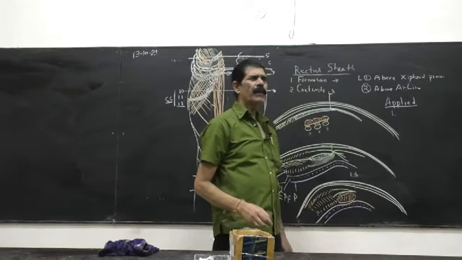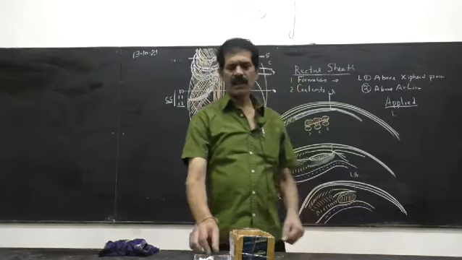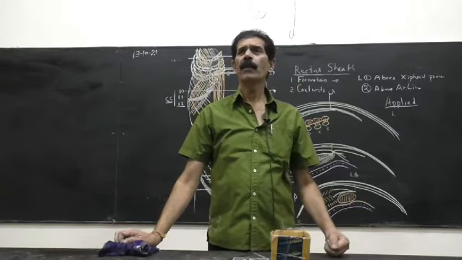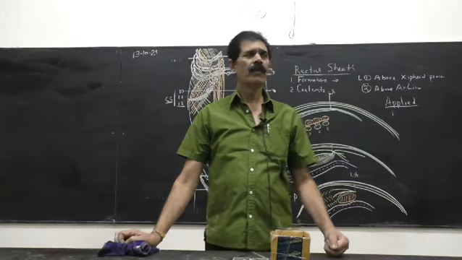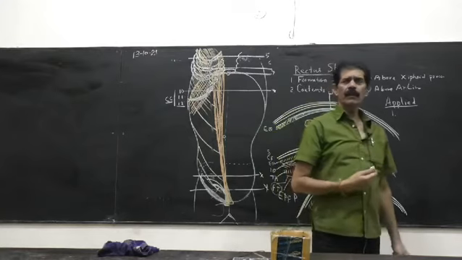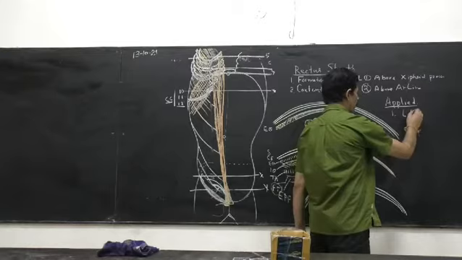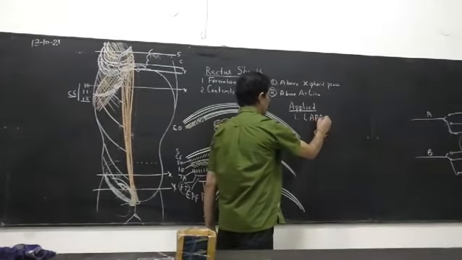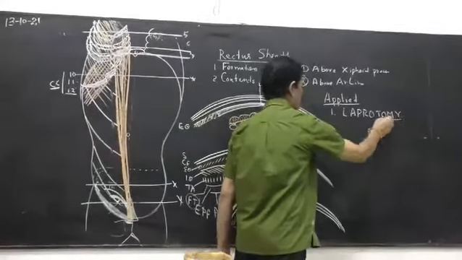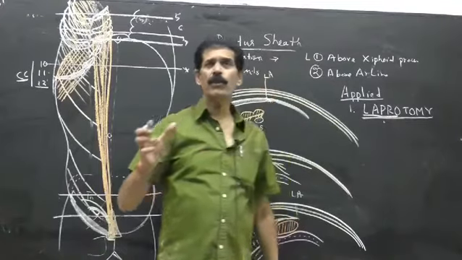In applied anatomy, the main interest of the surgeon of the anterior abdominal wall is the operations done on the abdominal organs. When we cut the abdomen, the procedure is called laparotomy. Laparo means abdomen. Otomy means to make a hole in it.